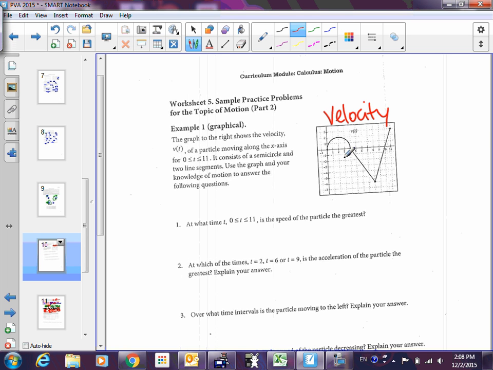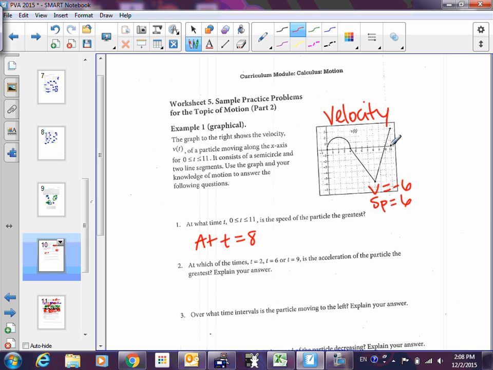You could do it by looking at the signs, but let me ask you this: when is velocity the greatest? Furthest from the axis. So the answer to this question is at t equals 8. There's no units, so I won't write them. Because at t equals 8, what's the velocity? Negative 6. The velocity is negative 6, but the speed is just 6.